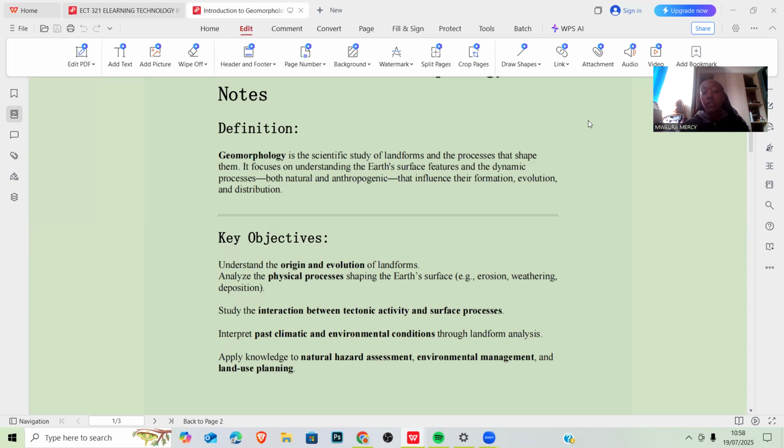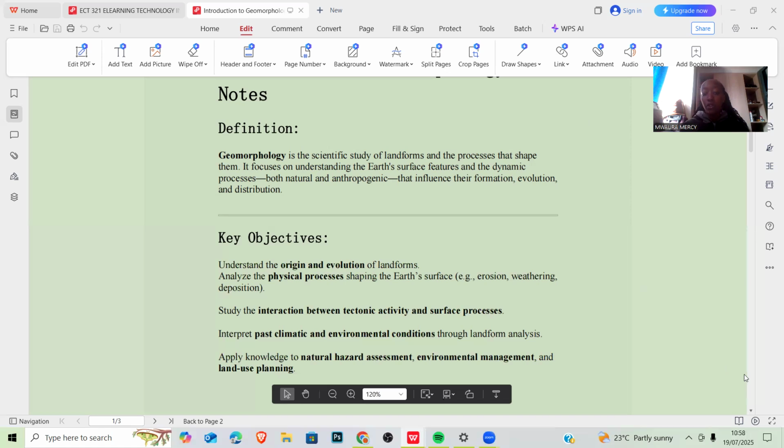Hope everyone is well. So we'll start with the definition of what geomorphology is. Geomorphology refers to the scientific study of landforms and the processes that shape them. It focuses on understanding the Earth's surface features and the dynamic processes, both natural and anthropogenic, that influence their formation, evolution, and distribution.